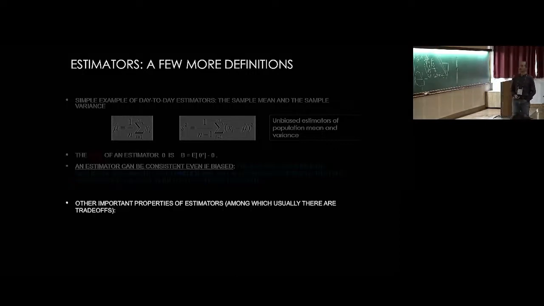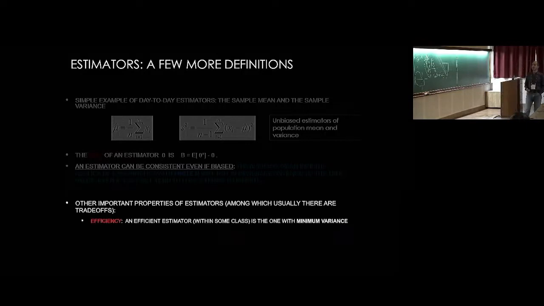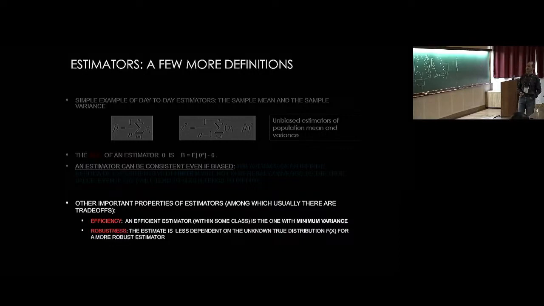Other important properties of estimators. Efficiency. An estimator is efficient if it is the one with minimum variance within a certain class. So you can have different estimators of a certain kind, and the efficient one among the class is the one with minimum variance. An estimator can be robust, and we will see a practical example in the opera experiment later on, when the estimator is less dependent on the true distribution from which you're sampling.